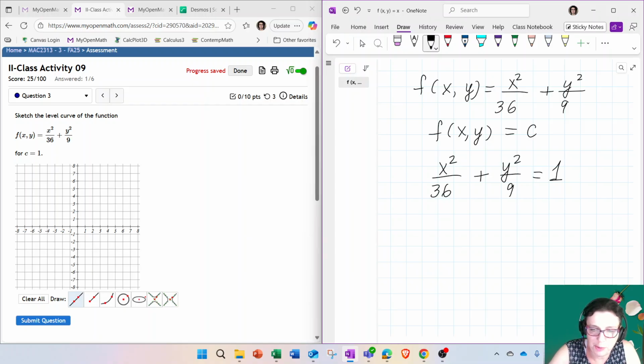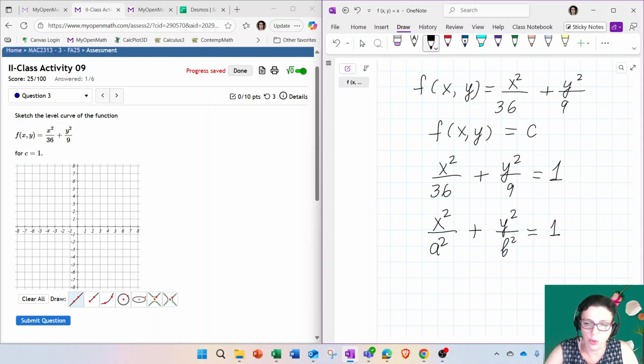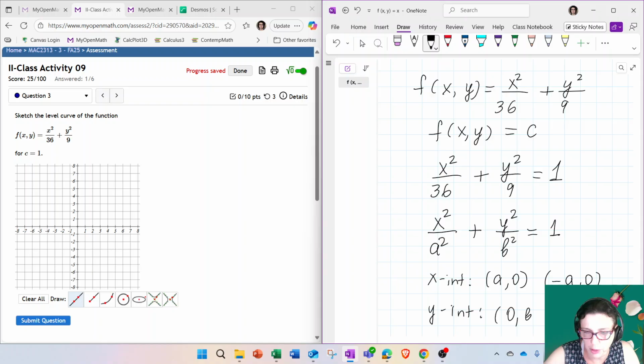Usually an ellipse has the format x squared divided by a squared, and that has to be centered at 0, 0, which is what we're assuming, plus y squared over b squared equals 1. So a and b show you where to place the intercepts. The x-intercepts of this ellipse are at (a, 0) and (negative a, 0), and the y-intercepts are at (0, b) and (0, negative b).